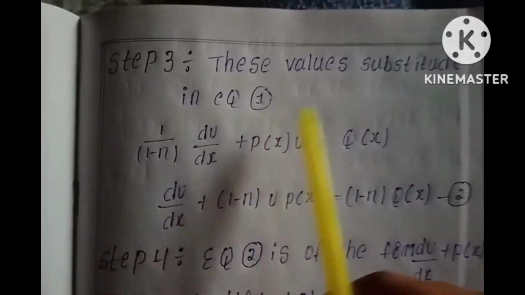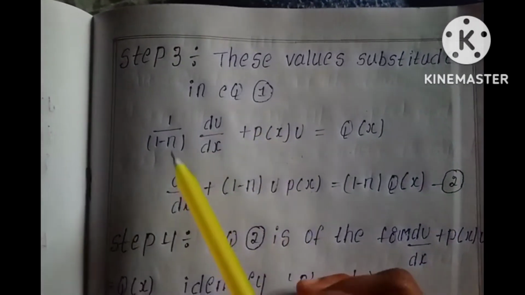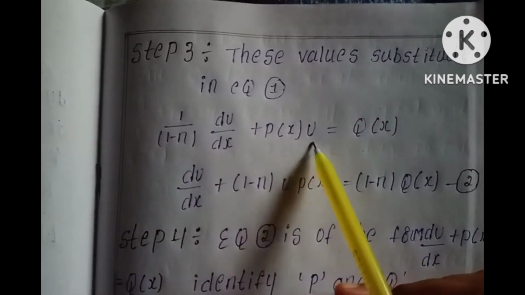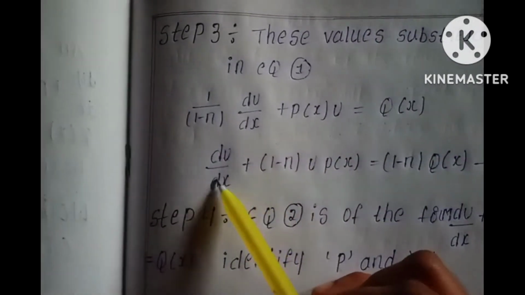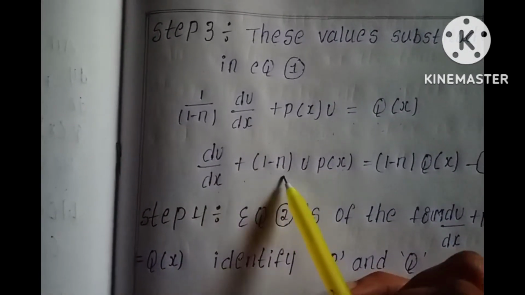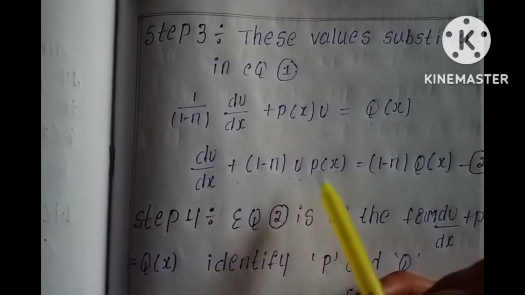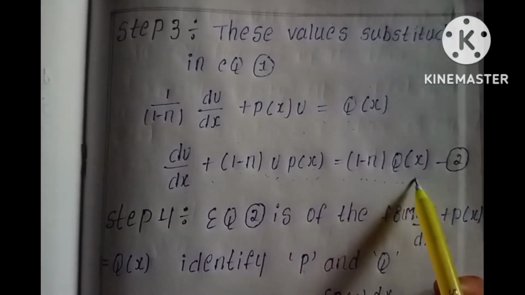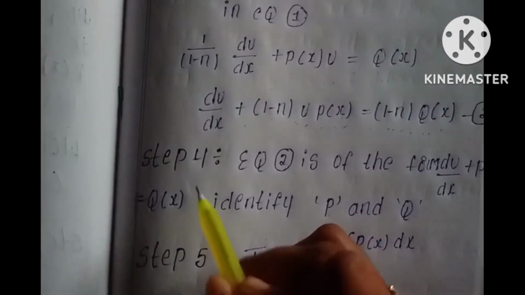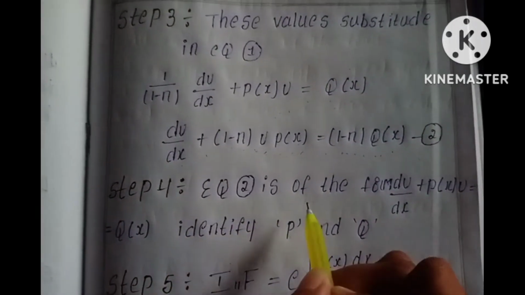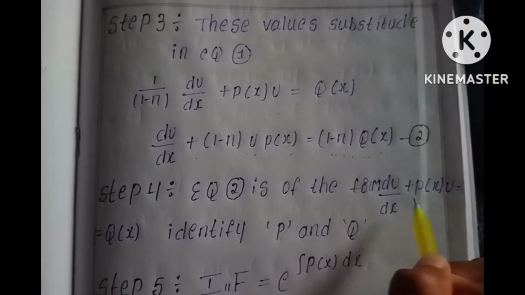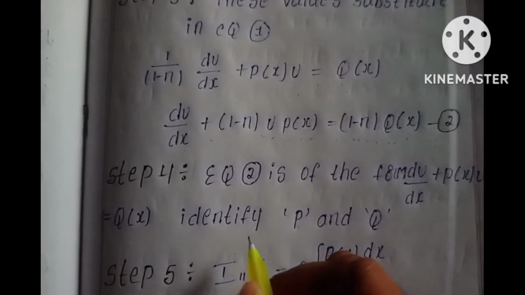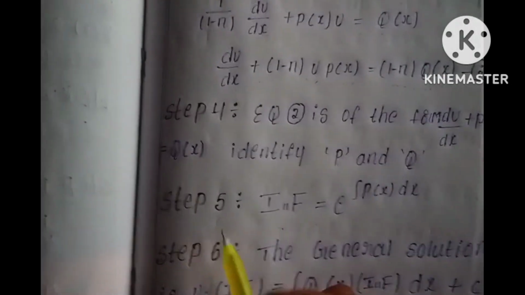And step 3. Substitute this value in equation 1. 1 by 1 minus n into du by dx plus p of x into u is equal to q of x. So du by dx plus 1 minus n into u into p of x is equal to 1 minus n into q of x. This is the second equation. Step 4. Equation 2 is of the form du by dx plus p of x into u is equal to q of x. Identify the p and q values.